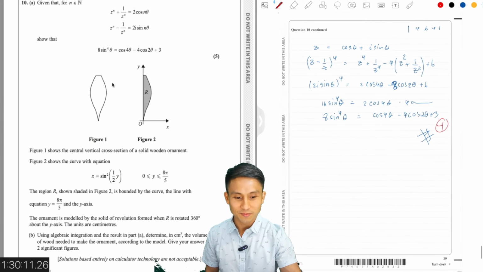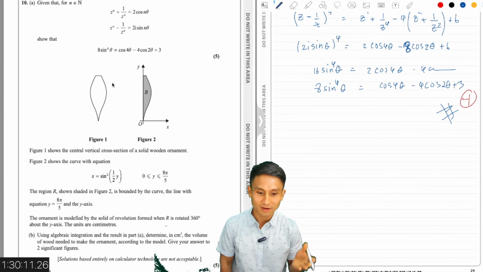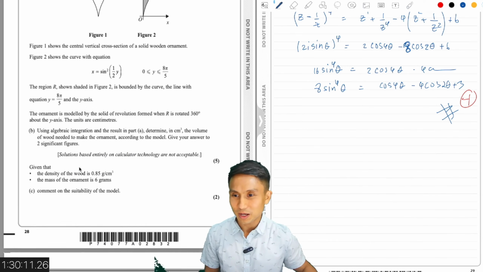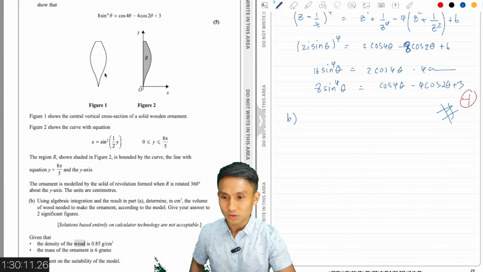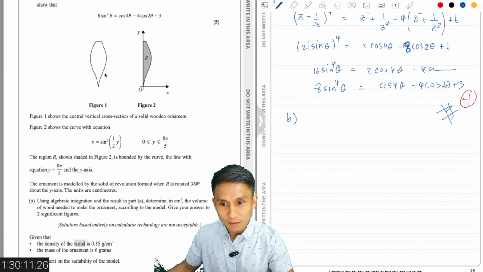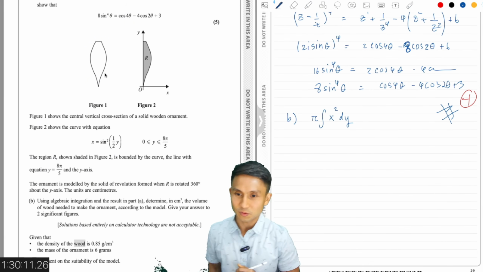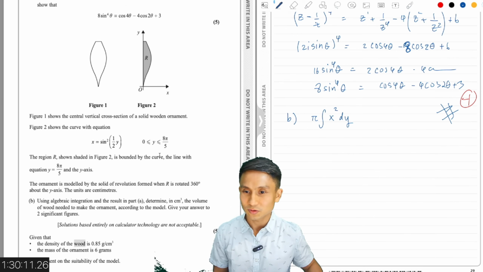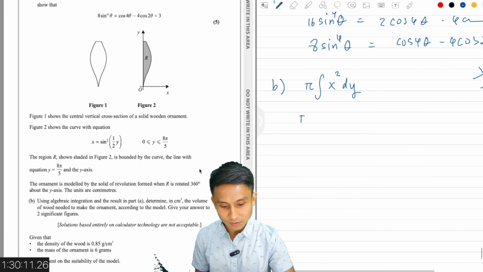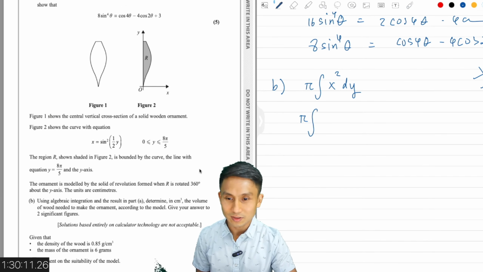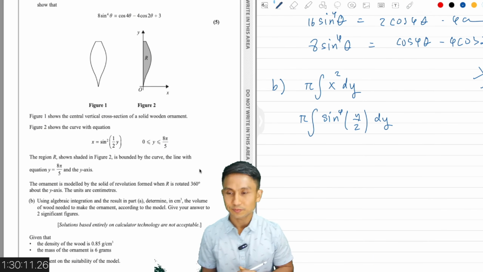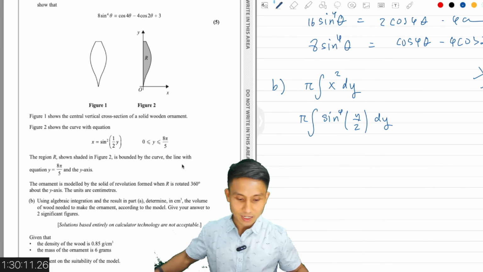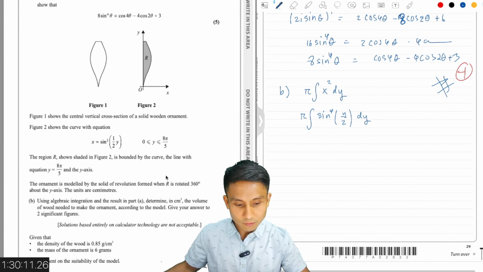But okay, we can use that form now to do the next part, b, which is to find the integral. So it's just solid revolution. So let's do it. We need to integrate pi x squared dy. There's no scale factor here, so no worries about that. Let's just substitute x squared in. So x squared is just sine to the power of 4 y over 2 here, dy. I'm just going to ignore the limits for the time being. So we're going to use this form here.